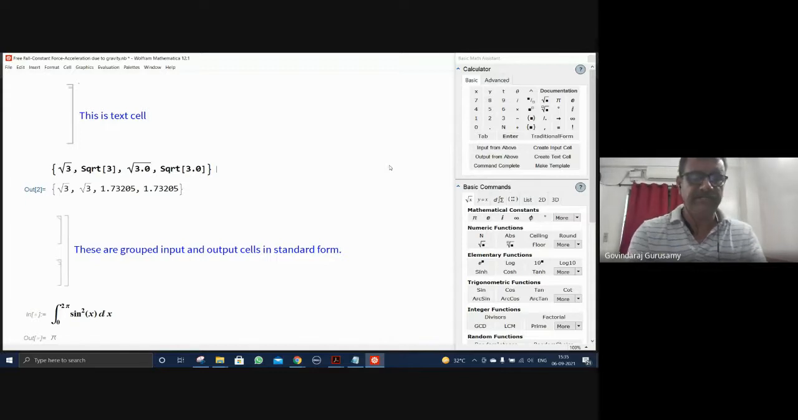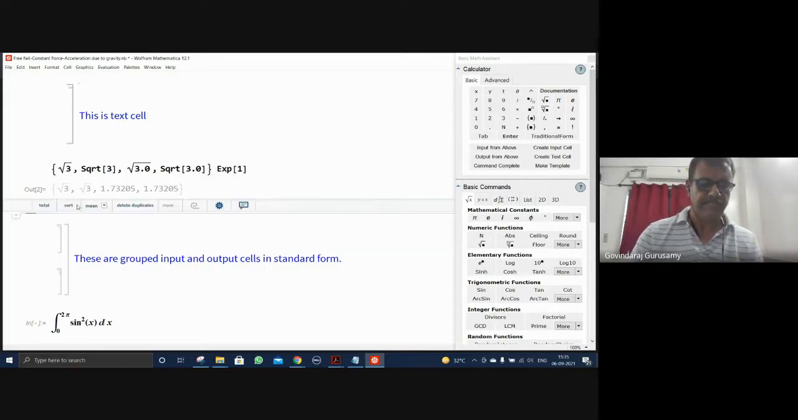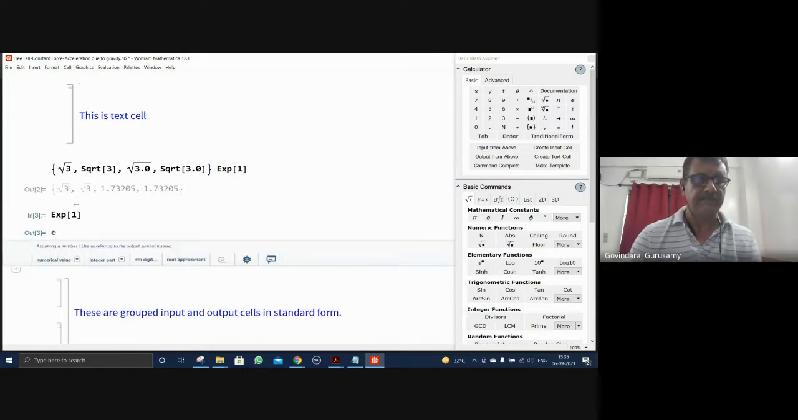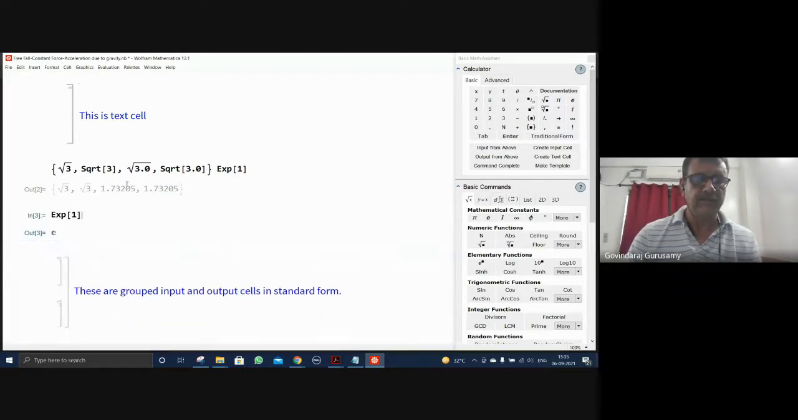Suppose exponential. See, for example, exp is the exponential. Okay, exponential 1, e power 1, means I'll just take out this and then put it separate again. Then come back to that. Exponential 1 is this e. Okay, and I wanted to know what is this numerical value. Put n.